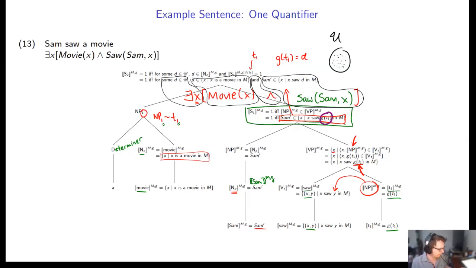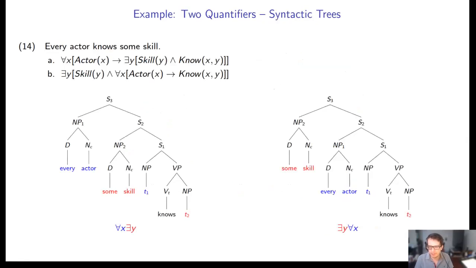Okay, so let's see what happens when we get 2 quantifiers in a tree, because we're going to get scope ambiguity. So how do we deal when we have to use a rule 2 times? So we're going to use the sentence, every actor knows some skill. So we're not just going to use the word person. We're going to talk about actual objects in this case. So every actor knows some skill. So we have 2 quantified expressions, every actor and some skill.